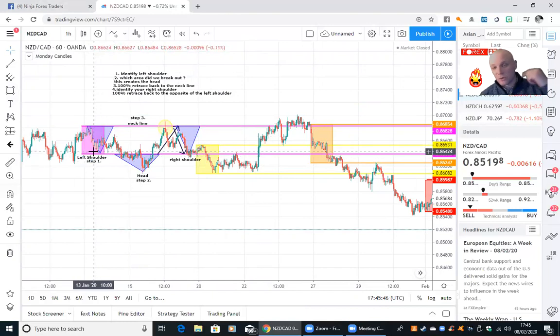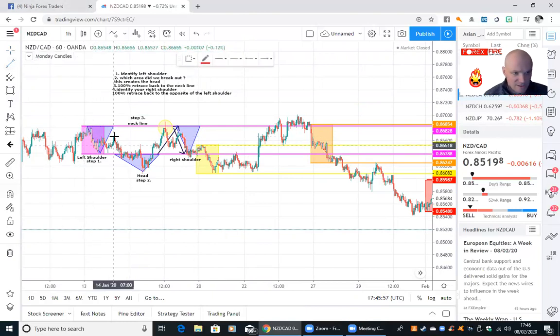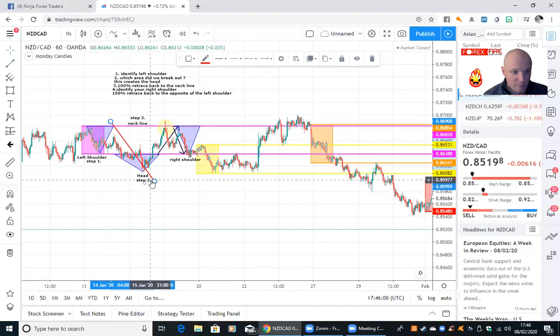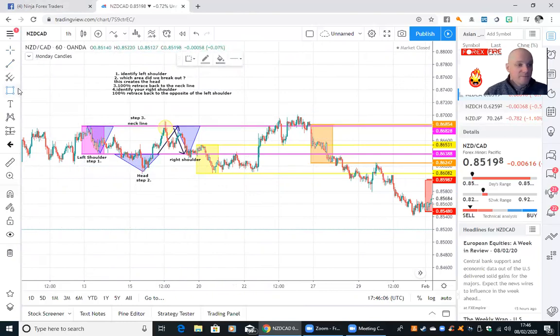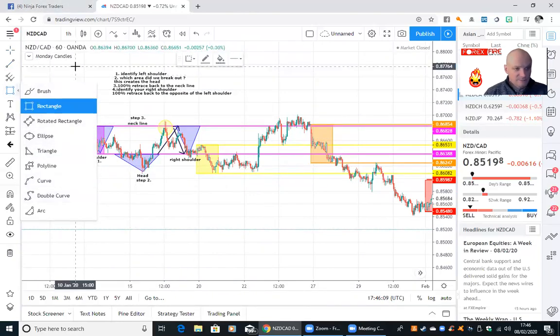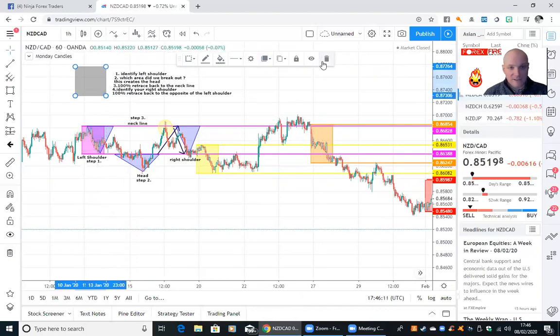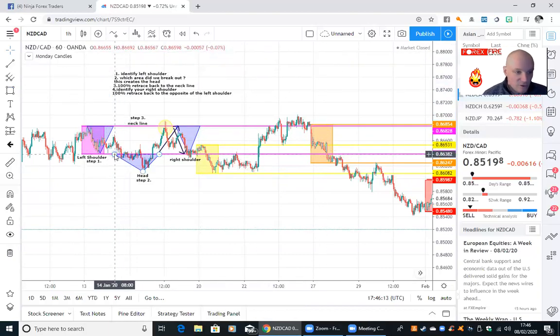The reason the left shoulder is on the bottom of this one is because we need to identify where the breakout has happened within that zoned area of Monday. And on this one, as you can see, we broke out of the bottom here. So this has created a head. You then would go back to the brush, select the triangle, and again, to help you be visual like me, create the triangle, head down. So you've got the left shoulder on the bottom because we have the head.